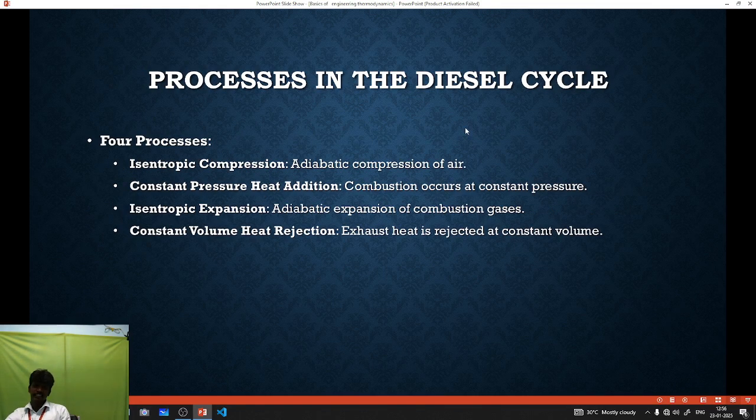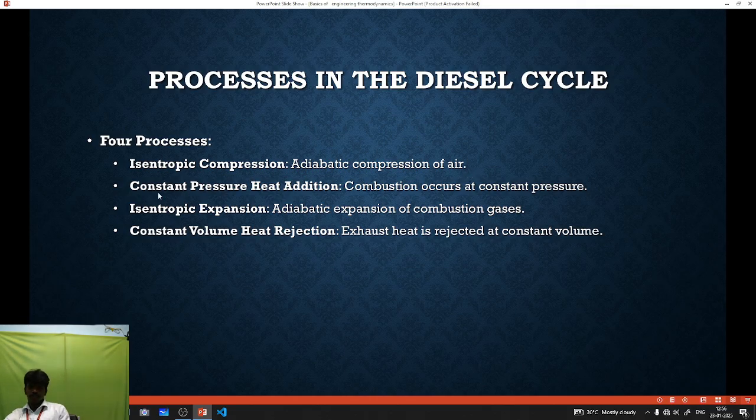Processes in the diesel cycle are similar to the Otto cycle, but with one difference: constant pressure heat addition instead of constant volume heat addition. These are the two different things compared to the Otto cycle. Isentropic compression is the same, and isentropic expansion is the same. Isentropic compression means the adiabatic compression of air drawn into the cylinder.